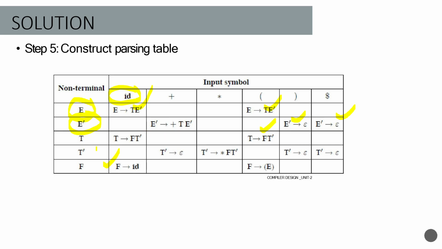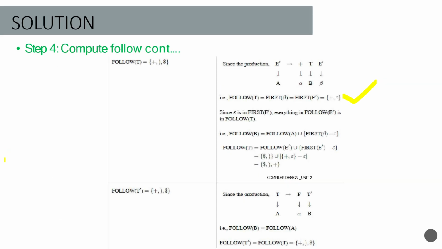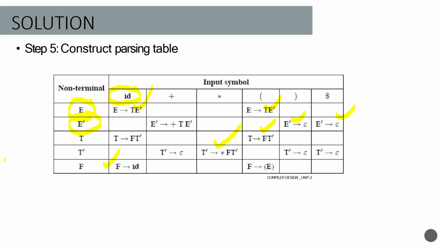Similarly, T dash. Whatever the first of T dash, it is the star symbol. So here we write T dash tends to star FT dash, and wherever the epsilon is, we need to find the follow of T dash. What is follow of T dash? Plus, close bracket and dollar. So in those places we write T dash tends to epsilon.